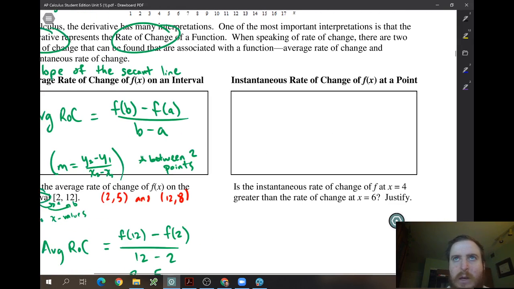Next, we're going to get into our instantaneous rate of change, and this is something that we're a little bit more familiar with, right? The instantaneous rate of change, that's the slope of the tangent line.